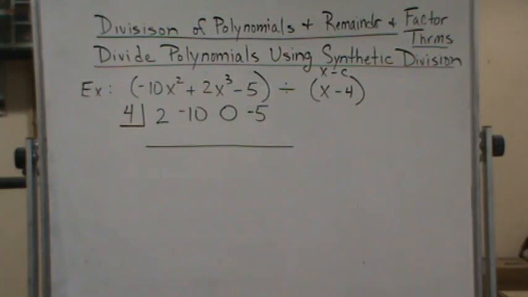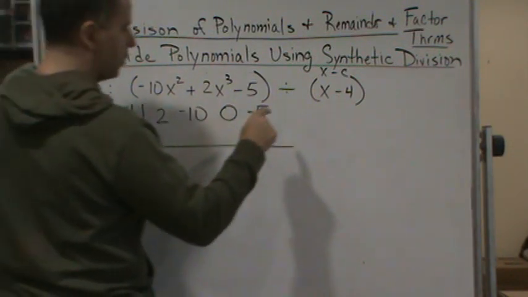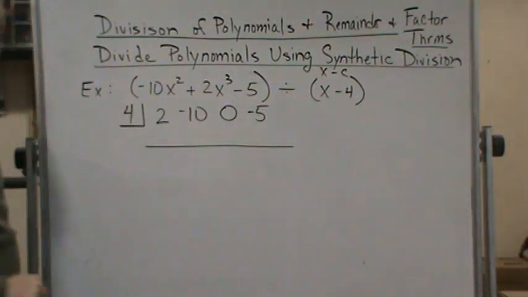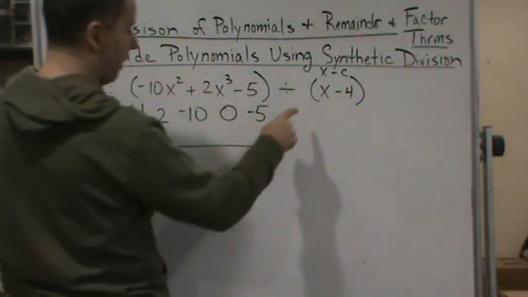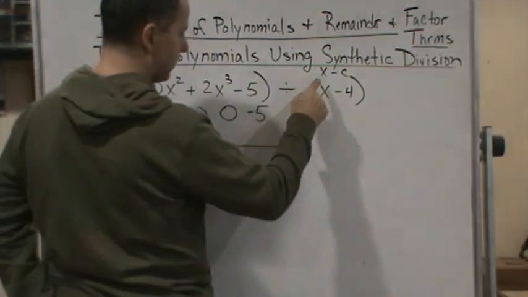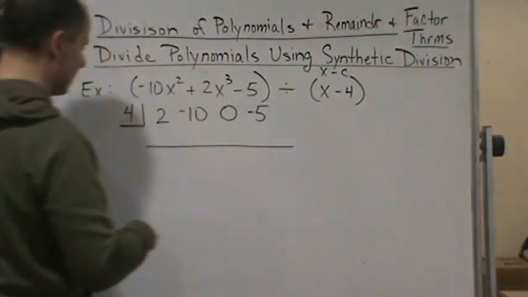Now, this is the way you get started. The other thing is that the leading coefficient of the divisor has to be 1. I forgot to mention, it has to be positive 1. That goes without saying, maybe, because it's supposed to be x minus c.